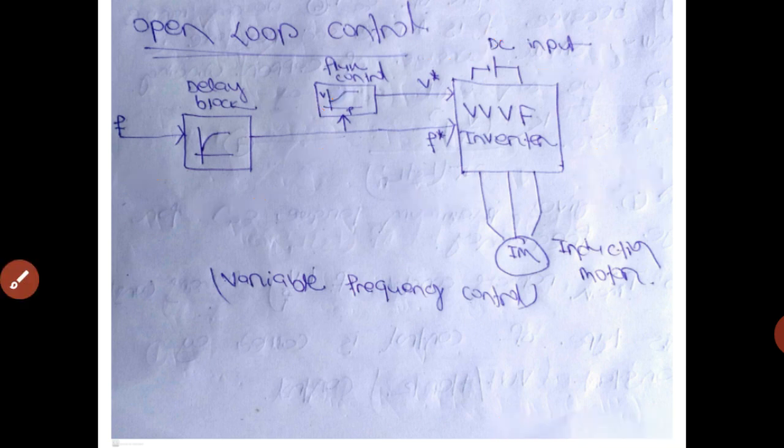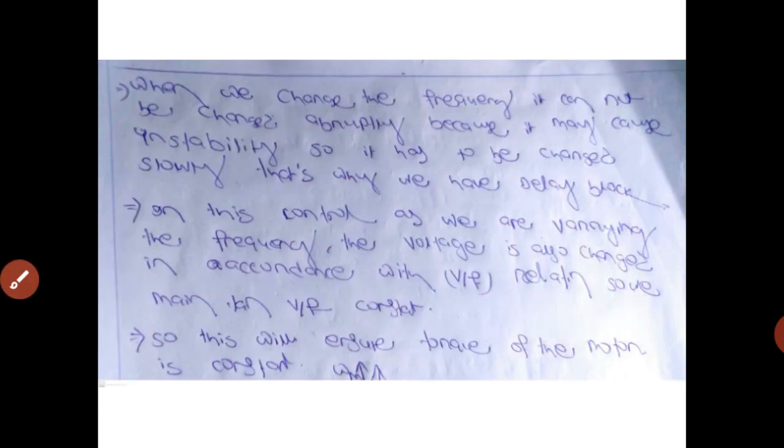and it is given to the induction motor. When we change the frequency, it cannot be changed abruptly because it may cause instability. So it has to be changed slowly. That's why we have the delay block. In this control, as we are varying the frequency, the voltage is also changed in accordance with the V by f relation. So we maintain V by f constant. This will ensure the torque of the motor is constant.